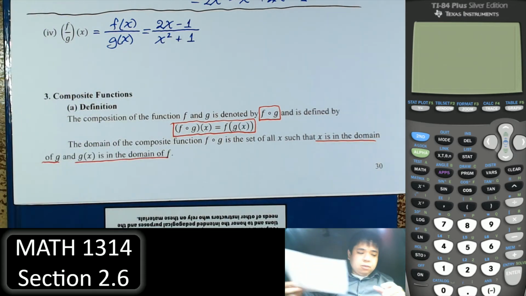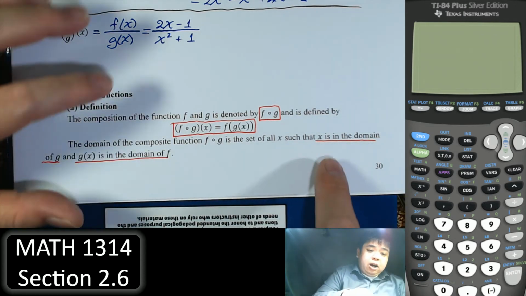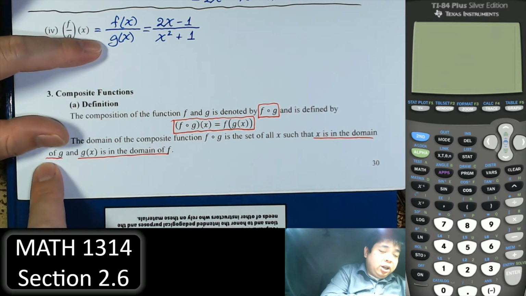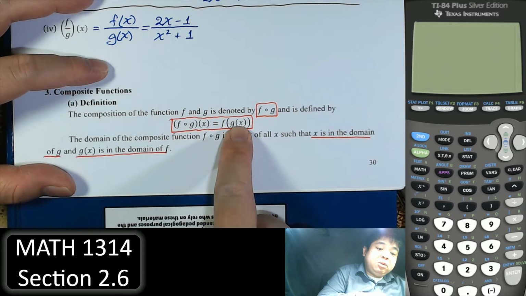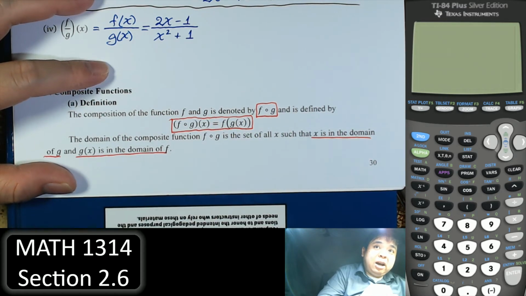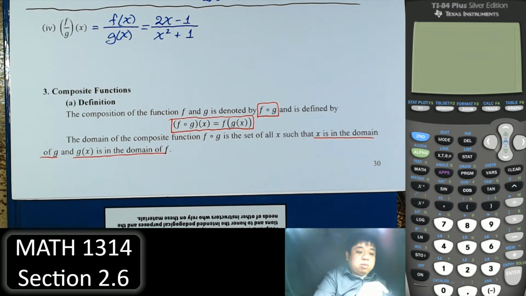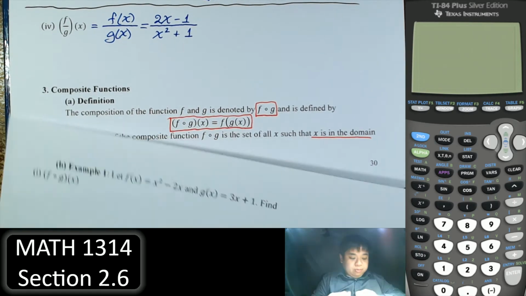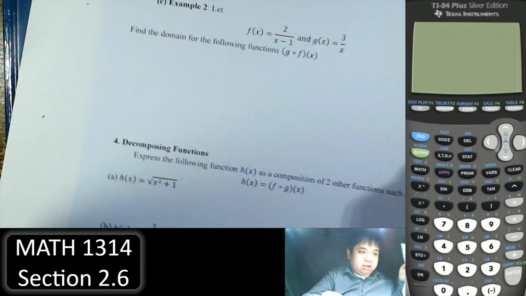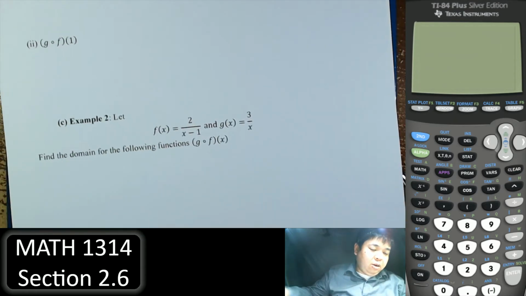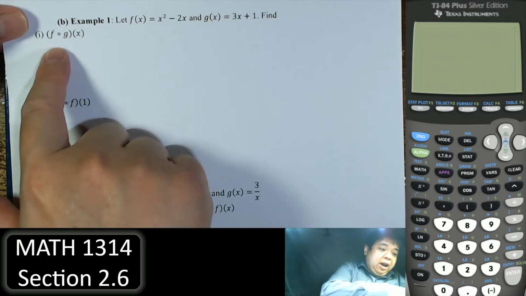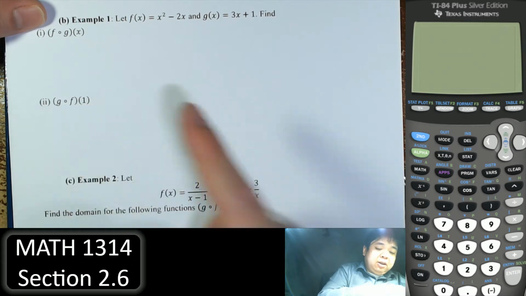Right. Now, just one thing. We said x in the domain of g and g of x in the domain of f, meaning the inner function has to be defined and the outer function has to be defined. We do have some examples. Now let's find f of g of x and then g of f of 1.